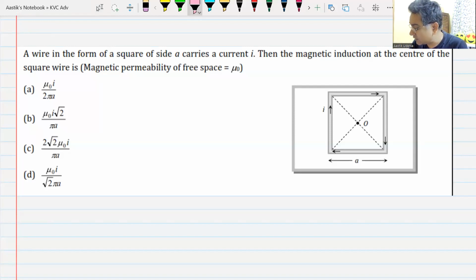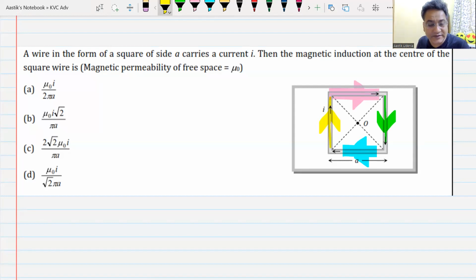As you can understand, all the wires carry the same current, yes or no? Yes, sir. And all the distances are the same, so all the fields would be the same, yes or no? Yes, sir. You just have to understand whether the fields are getting cancelled out or added up, and you will see that the fields are getting added up, yes or no? Yes, sir. And all the fields will be pointing in the downward inside direction, yes or no? Yes, sir. If you find the field due to one wire and multiply it by 4, you get your answer, yes or no?